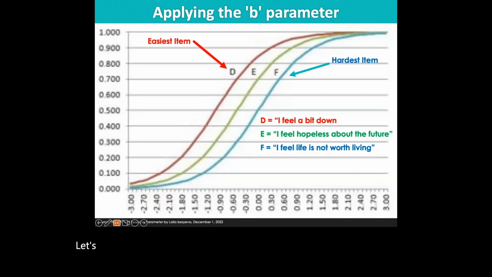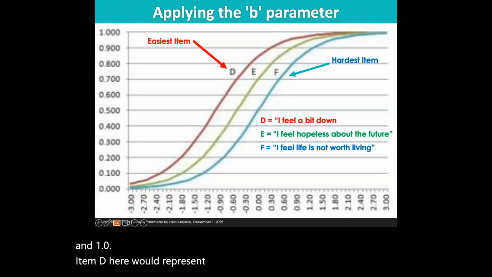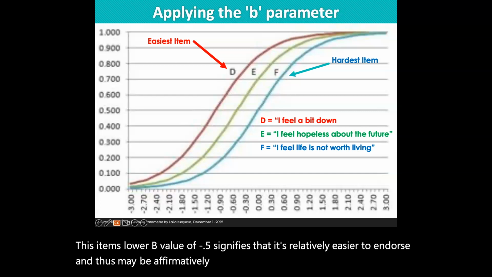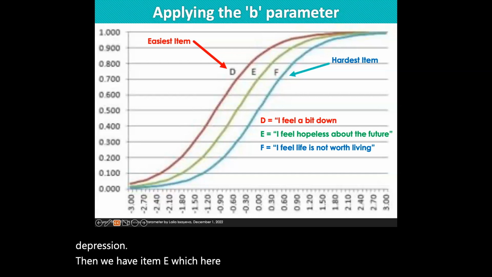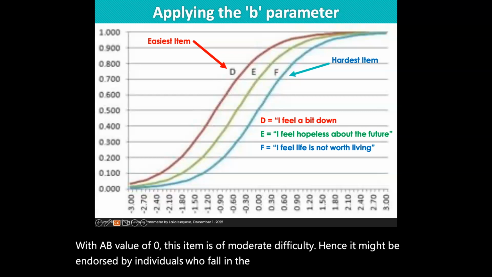Let's look at our items D, E, and F with their respective B values of negative 0.5, 0.0, and 1.0. Item D here would represent the statement, "I feel a bit down." This item's lower B value of negative 0.5 signifies that it's relatively easier to endorse and thus may be affirmatively responded to even by individuals with mild depression. Then we have item E, "I feel hopeless about the future." With a B value of 0, this item is of moderate difficulty. Hence, it might be endorsed by individuals who fall in the mid-range of depression severity.